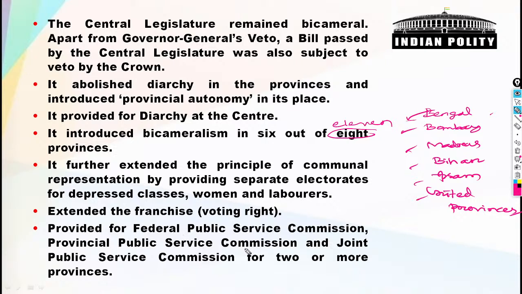So that is the Federal Public Service Commission and the Provincial Public Service Commissions. Okay, these are the things.